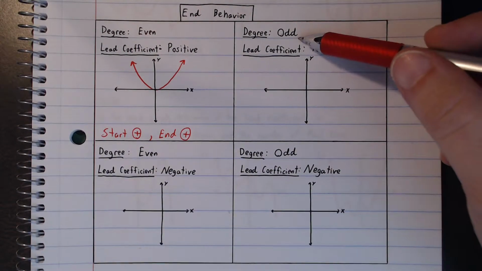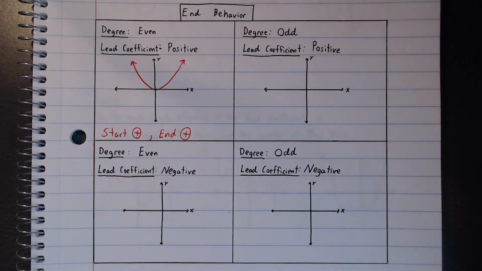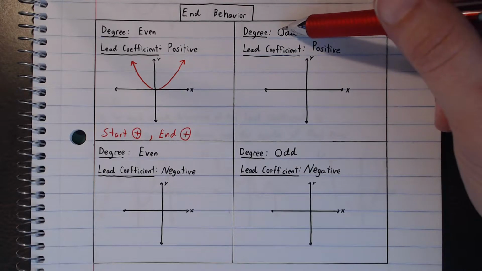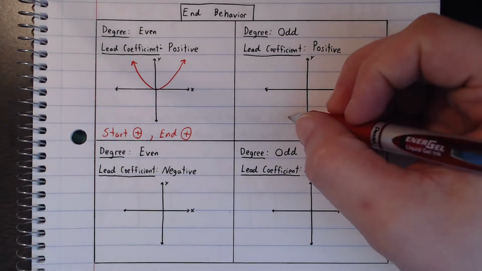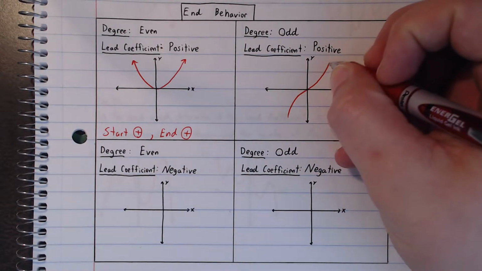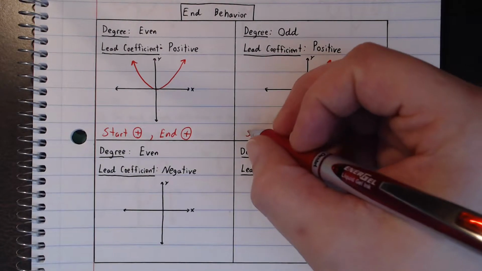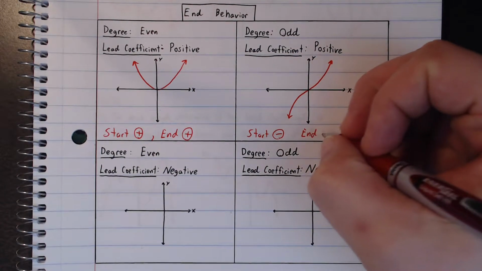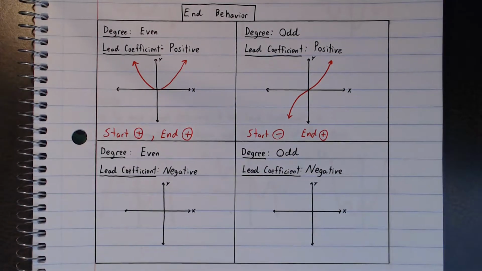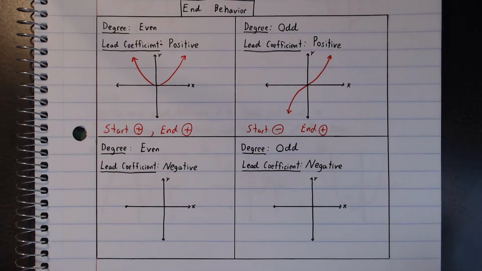If our degree is odd, right, we have something like to the power of 3, 5, 7, 9, right, an odd degree, but still a positive lead coefficient. We get this general shape. Our end behavior, we start off negative, but we end positive.